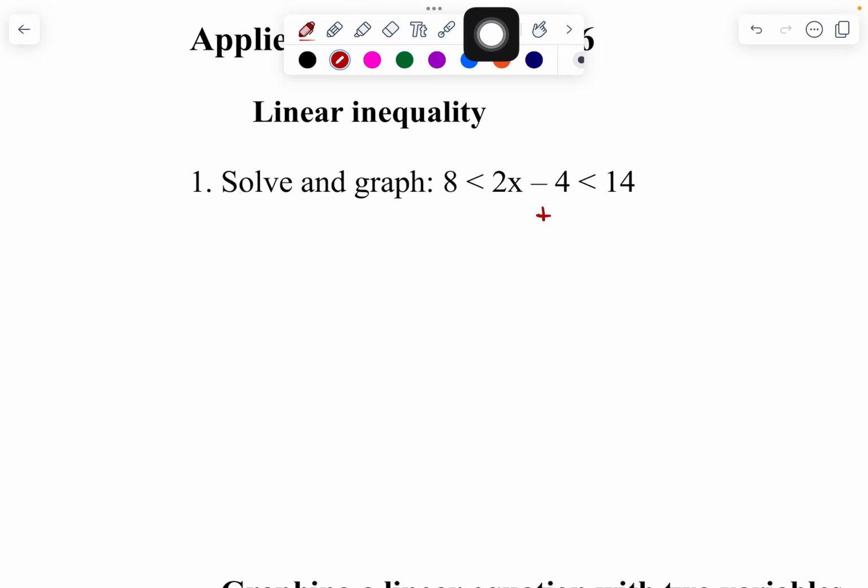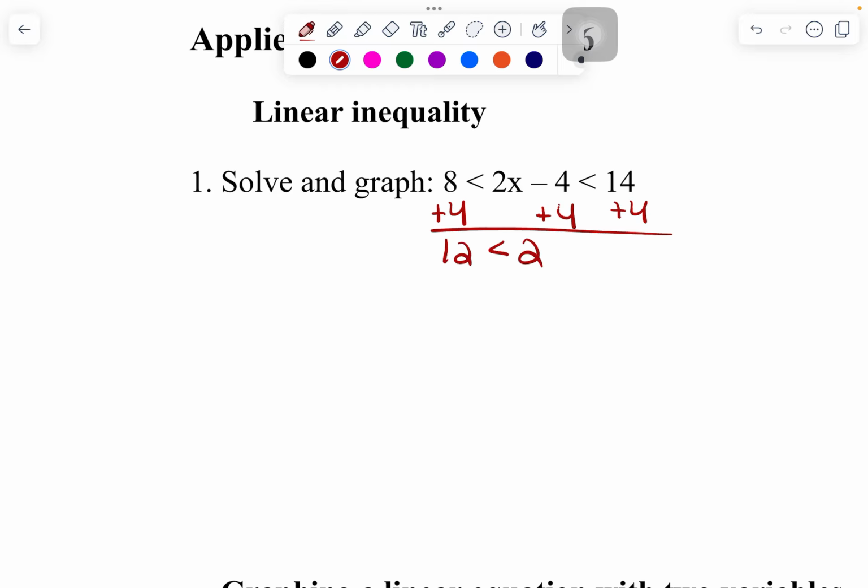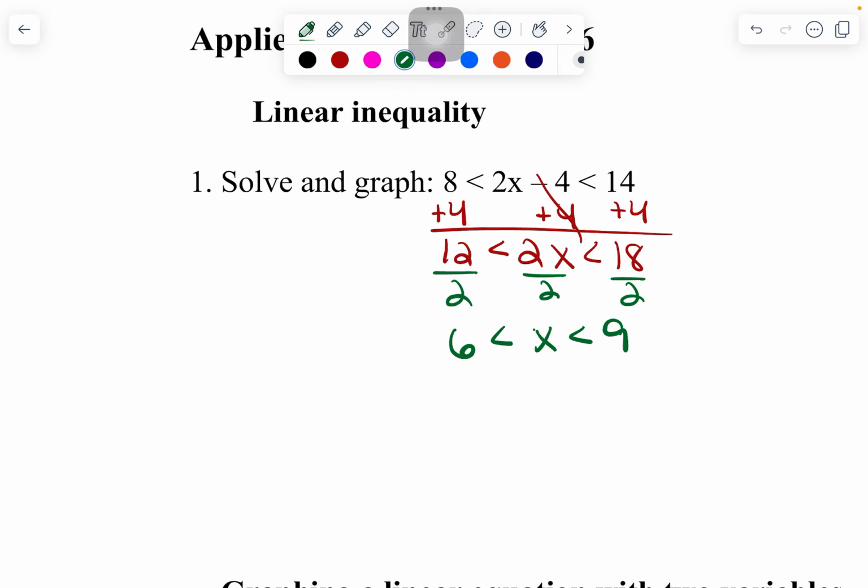So I'm going to add 4, but be careful because this is a 3-part inequality. So I'm going to add 4 and add 4. 8 plus 4 makes 12, less than 2x. That's gone. Let's see, 14 and 4 is 18. Yeah, sounds good. And to get x by itself, I'm going to divide by 2. So divide all 3 parts of the inequality by 2. So 6 is less than x, which is less than 9.